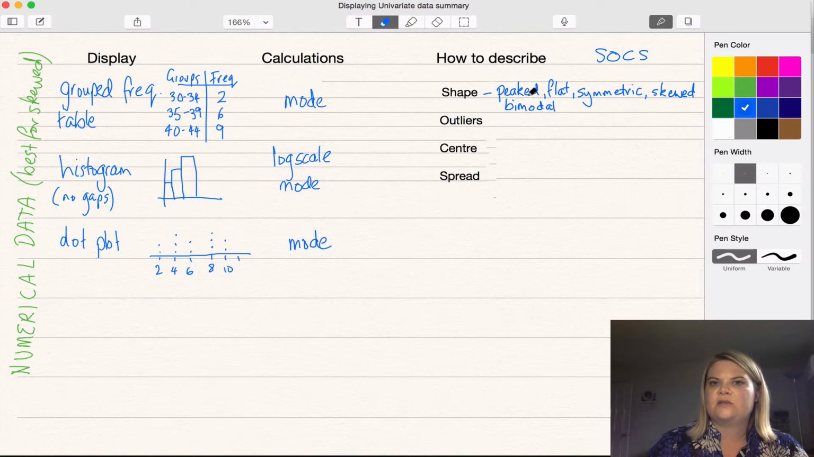We can talk about the distribution being peaked, so it goes up like a mountain, up to the top and then down again. It could be flat, all the values are around the same. It doesn't have to be perfectly flat, but just around the same. It could be symmetric, this one is very symmetric. Or it could be skewed to one side. The shape can be bimodal, so you could have 2 modes like this one here has. And this one here would be skewed because all the data is pushed towards the positive side, so this one is negatively skewed.